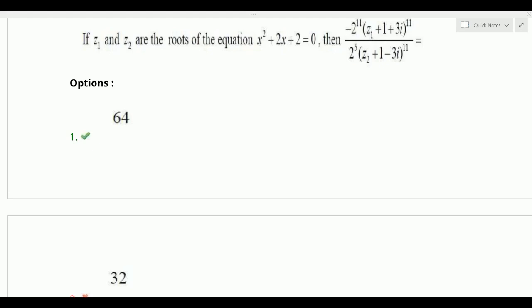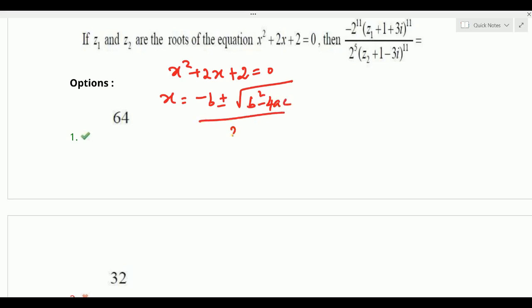To find out this result, we have to find out roots of the given equation. Antena manaki ichina equation roots kanukunna. What is the equation? X square plus 2x plus 2. This quadratic equation kabatti no direct roots. We can use a minus b plus or minus. What is the formula for finding the roots? Minus b plus or minus root over b square minus 4ac by 2a. Okay, according to this formula, we can find out the roots.